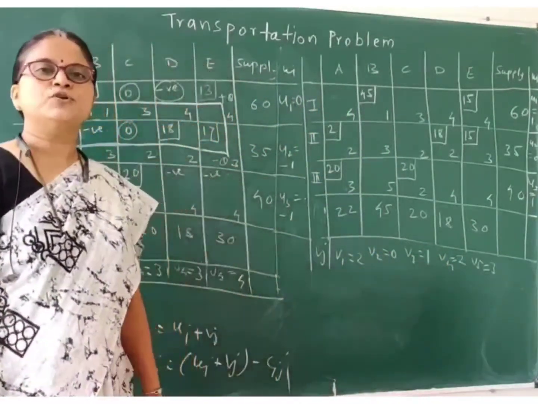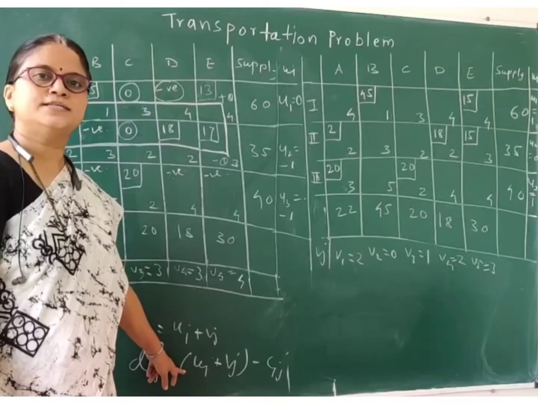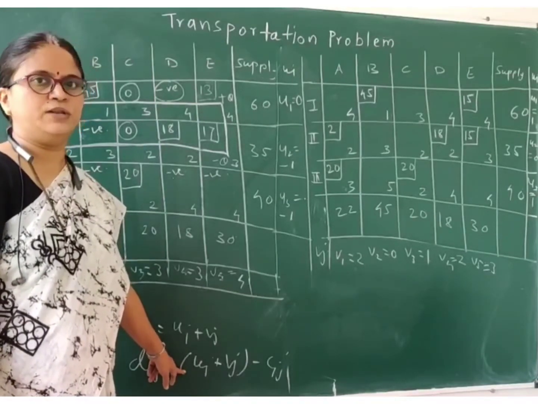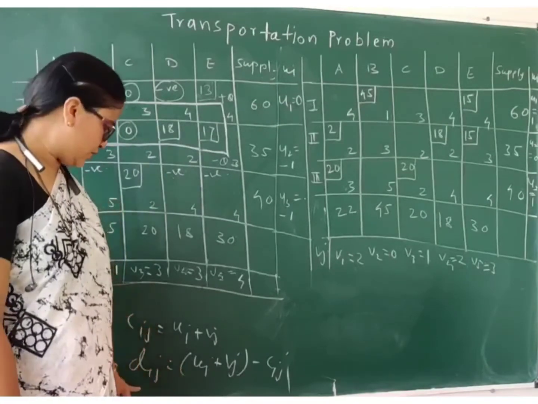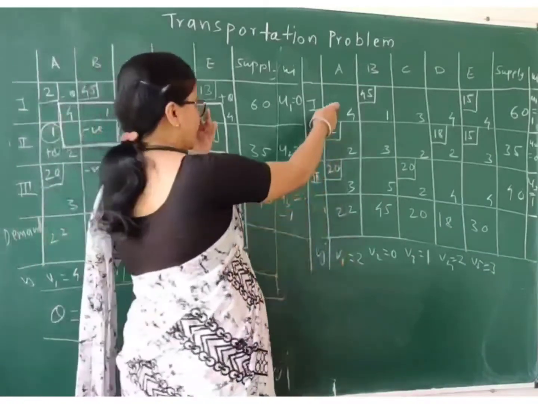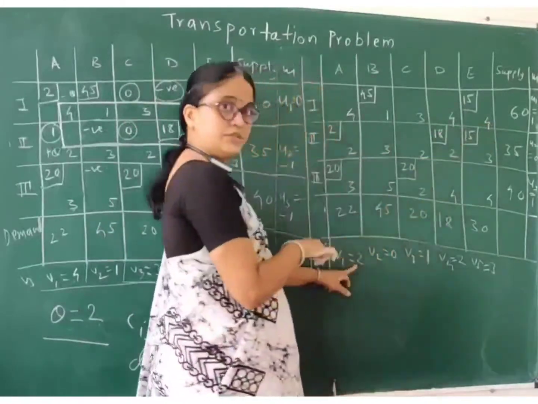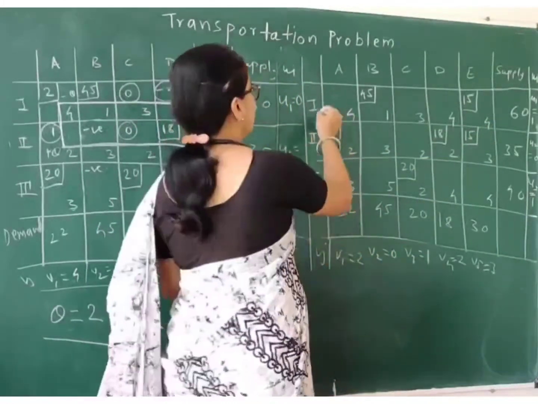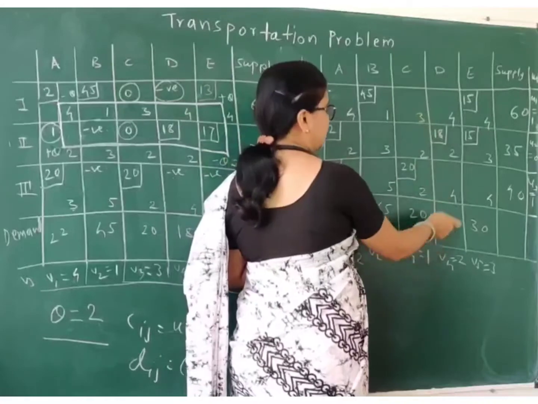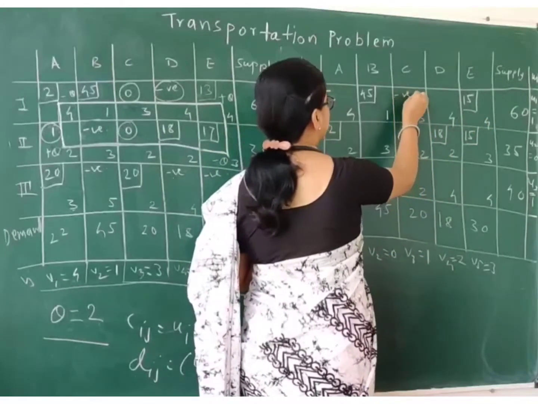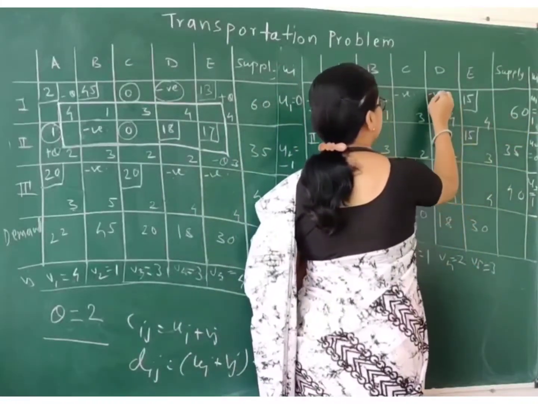Now we can find the opportunity cost, that is Dij, by using this formula for unoccupied cells. We can write only the positive value, and for a negative value, we write only the sign as minus. Okay. So let me find the Dij over here. The formula is ui plus vj, that is 2 plus 1, 3, minus Cij, minus 4. So the value is negative. Again, 1 plus 1, 2, 2 minus 3, which is again negative. For this unoccupied cell, 2 plus 1, 3, 3 minus 4, it is negative.